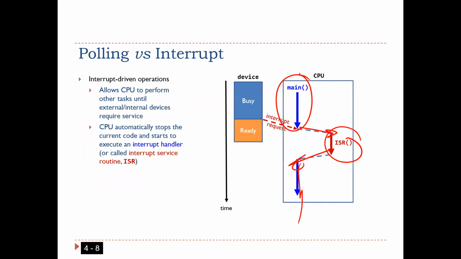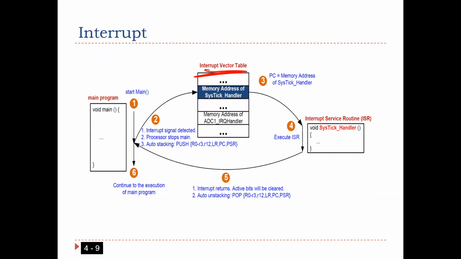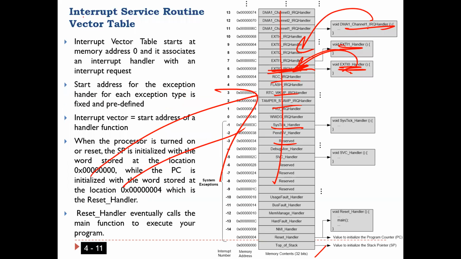The first question we need to answer: where is your subroutine? Where is the location of the subroutine? How can I tell the hardware that my interrupt subroutine is in this location? And now you should understand what you mean by the interrupt service or vector table. You should understand what we mean by vector table.